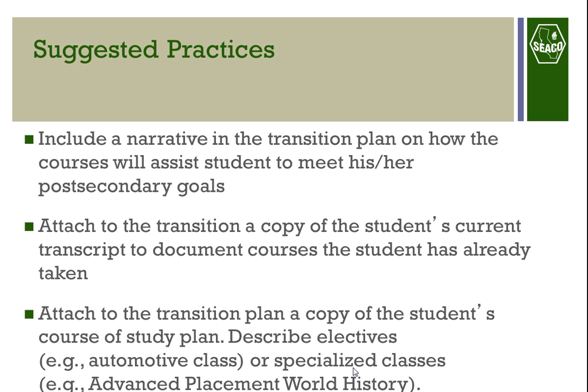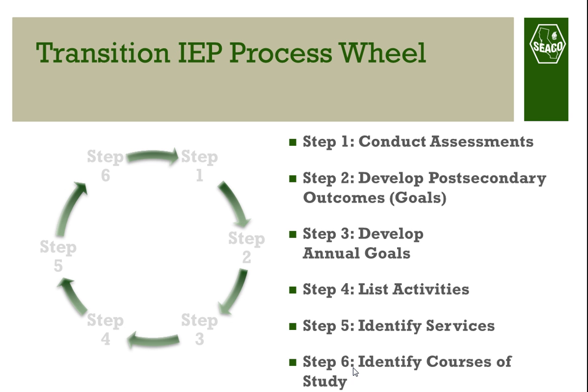Attaching to the transition plan a copy of the student's current transcript to document courses the student has taken, and attaching to the transition plan a copy of the student's course of study plan describing electives or specialized classes. The 6 steps, once again, are conducting assessments, developing post-secondary outcomes or goals, developing annual goals, listing activities, identifying services, and identifying courses of study.